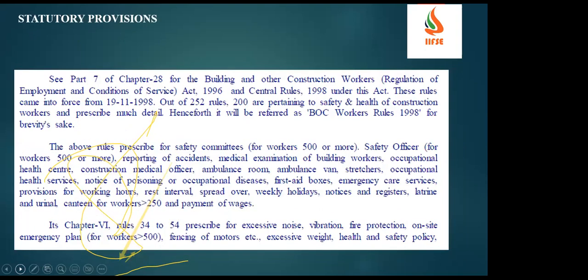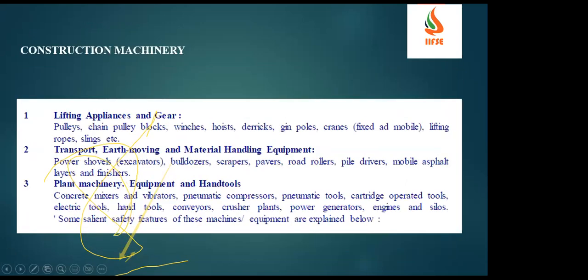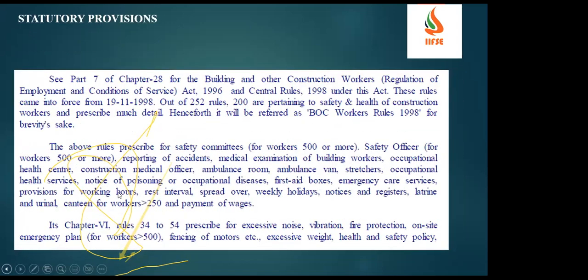Then statutory provisions. There are some statutory provisions for the construction site. You see in Part 7 of Chapter 28, the Building and Other Construction Workers Act, BOCW Act, and Regulation of Employment and Conditions of Service 1996, and the Central Rules 1998 under this act. These rules came into force in 1998. Out of 252 rules, 200 all pertain to safety and health of the construction workers, and henceforth it will be referred to as the BOC Workers Rules 1998.